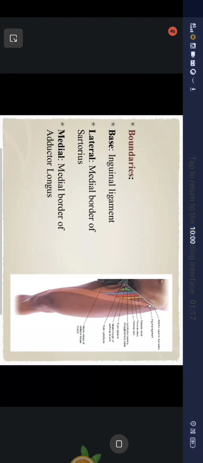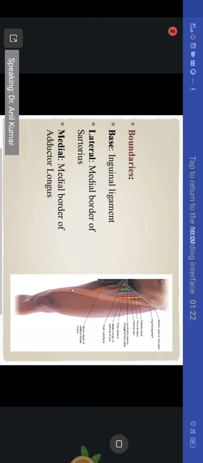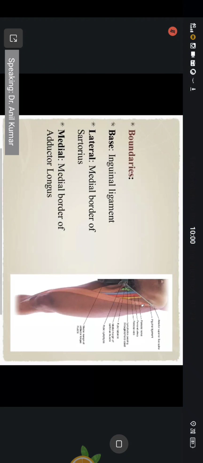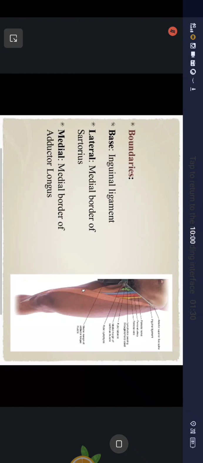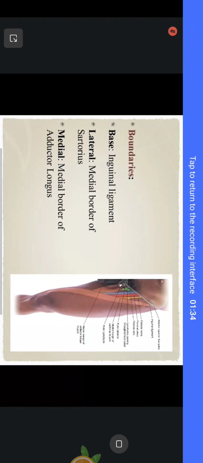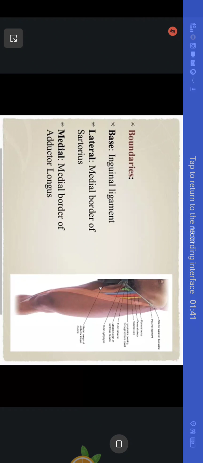The lateral boundary is formed by a big muscle called sartorius. The lateral boundary of the femoral triangle is bounded by the medial border of sartorius. Coming to the medial border, the medial border of this femoral triangle is bounded by the medial border of adductor longus. Again, I am repeating the boundaries.